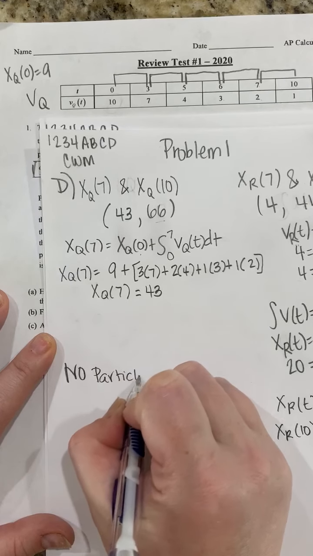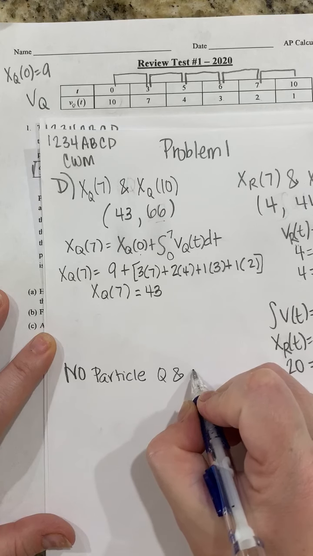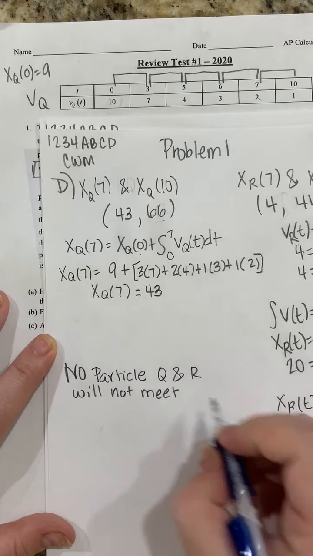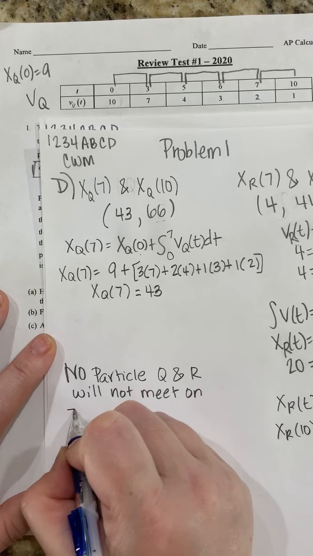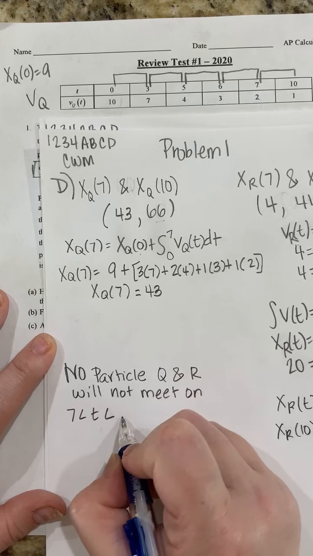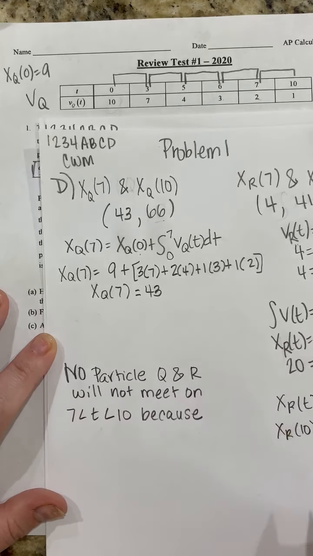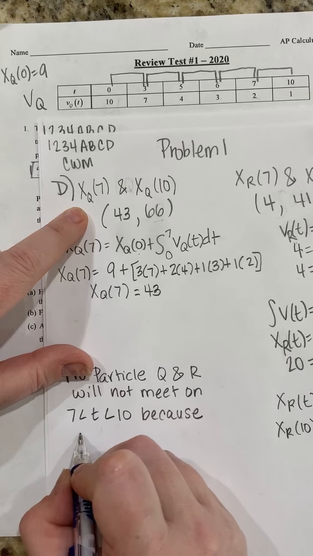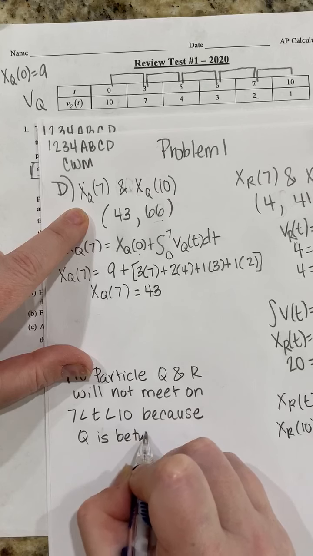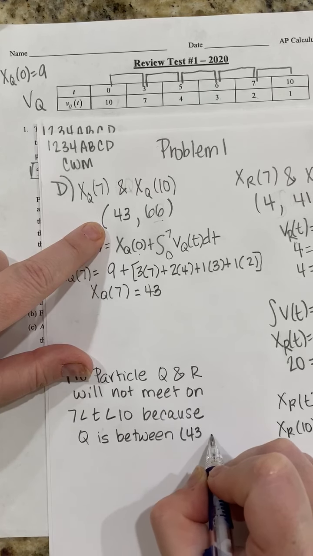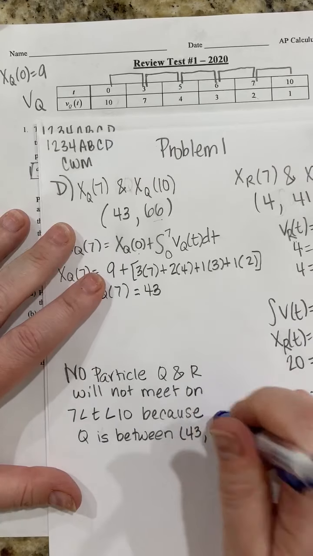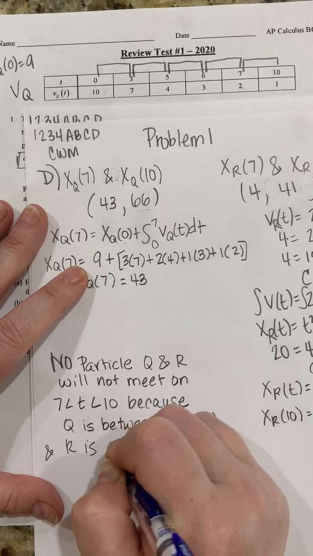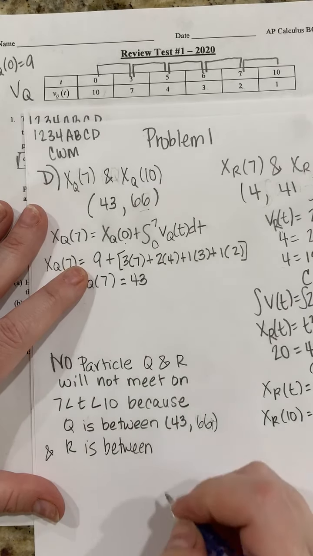Particle Q and R will not meet on 7 is less than t is less than 10 because Q is between 43 and 66. And R is between 4 and 41.